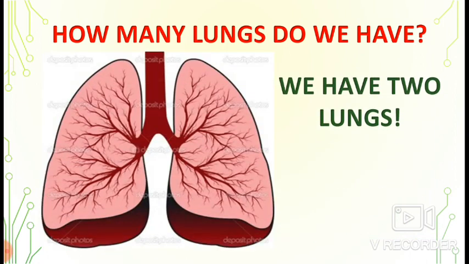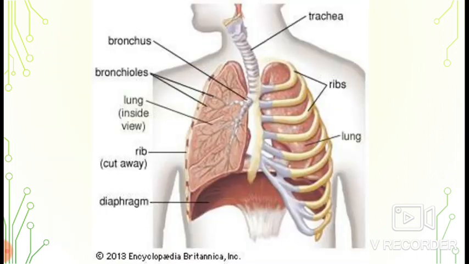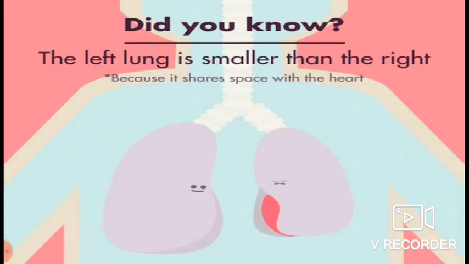They are situated in the thoracic cavity, one on the right and the other on the left. The heart is between the lungs, a little to the left. The lung on the left is slightly smaller than the right lung, and the right lung is slightly bigger than the left lung, because the heart is on the left side.